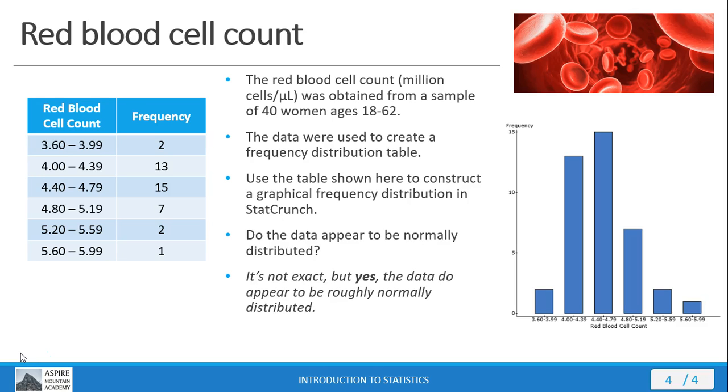Well, it's not exact, but generally it is a good approximation. As I've said in the previous mini lecture, don't get caught up on details when subjectively assessing if the shape of a distribution conforms to a normal distribution. Just look for the general trend. And here we see the general trend of starting out low, coming up high around the center, and then going back low down the other side. So yes, the data do appear to be roughly normally distributed.